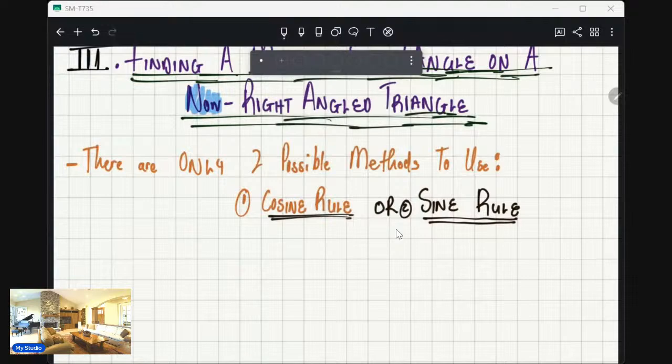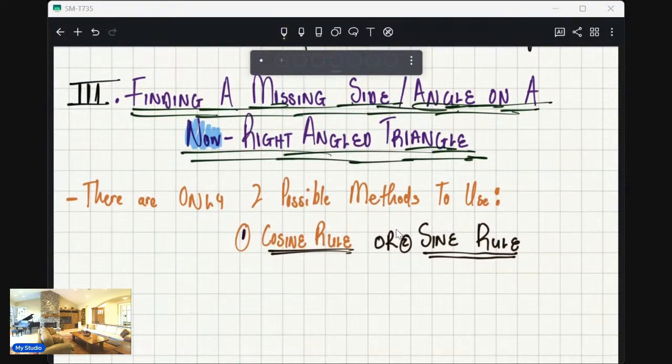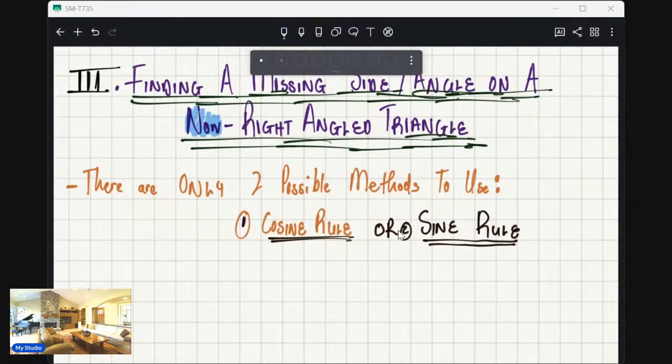There are only two possible methods. One is called cosine rule, two is called sine rule. So I don't want to make this complicated. Put this in your head. Triangles are the easiest shapes, and yet they have so many marks. They always come. They are coming. 100% we are sure that they are coming in the exam.